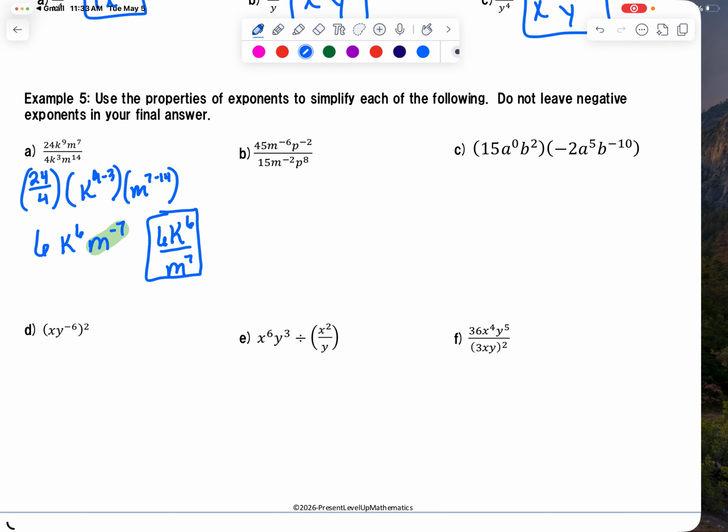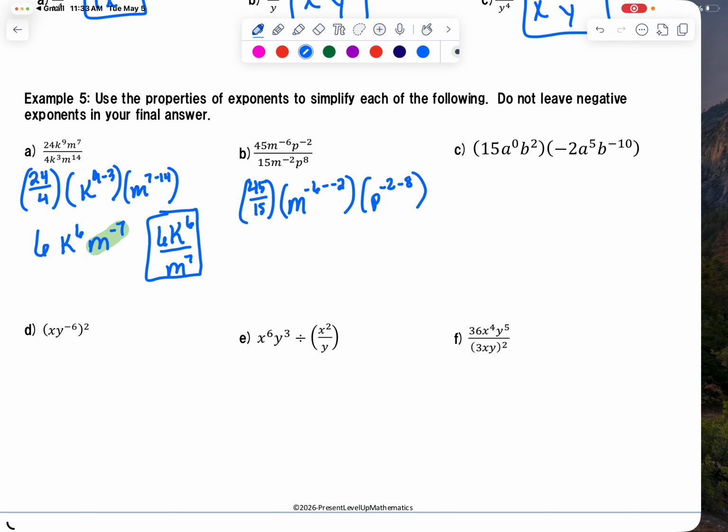All right, let's look at B. We have 45 m to the negative 6, p to the negative 2, divided by 15 m to the negative 2, p to the 8. So we'll take our coefficients and divide them. 45 divided by 15. And then m to the negative 6 minus negative 2. And p to the negative 2 minus 8.